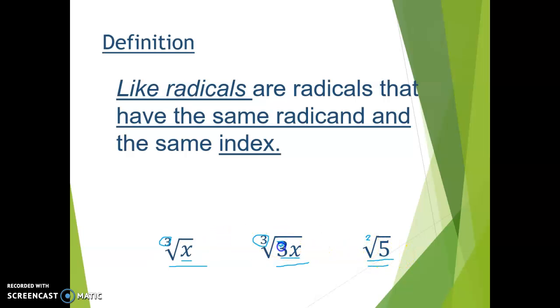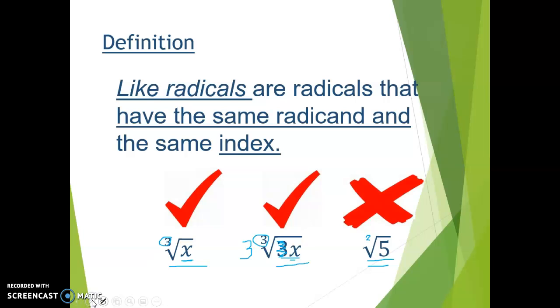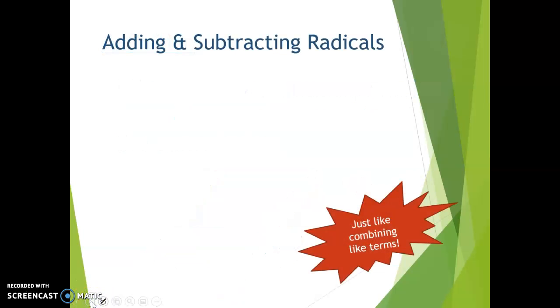Now, if we remove this 3 and had it on the outside, then we would be able to combine it because they would have the same radicand and the same index. So once we remove that 3, we can combine it. And we would just write it as, imagine there's a 1 right here, we would have 4 times the cubed root of x. So it's kind of like an exponent. In fact, it's just another way to write an exponent, which is what we saw last class.